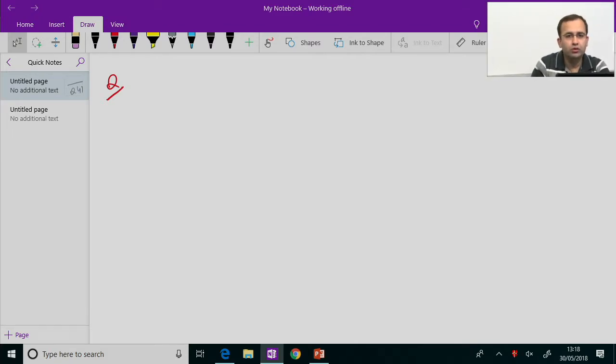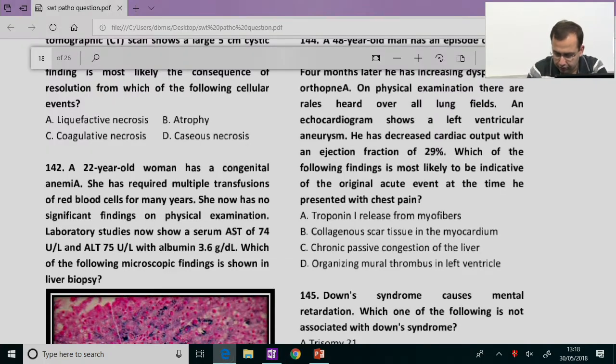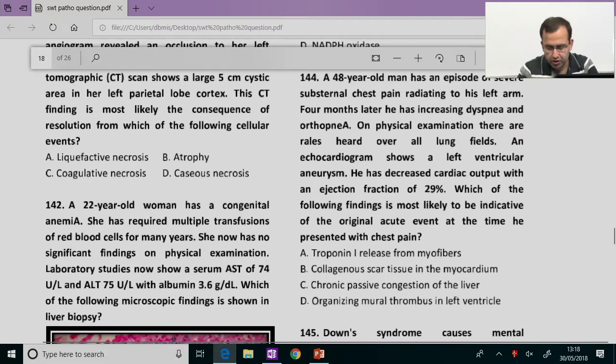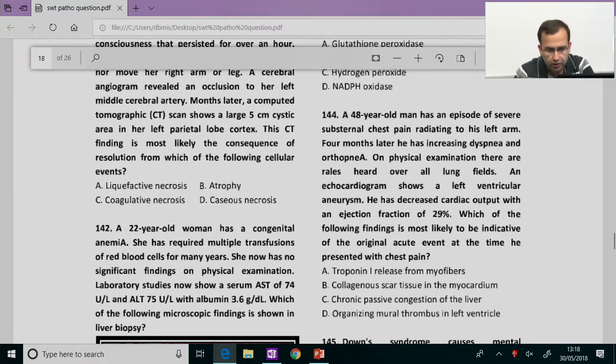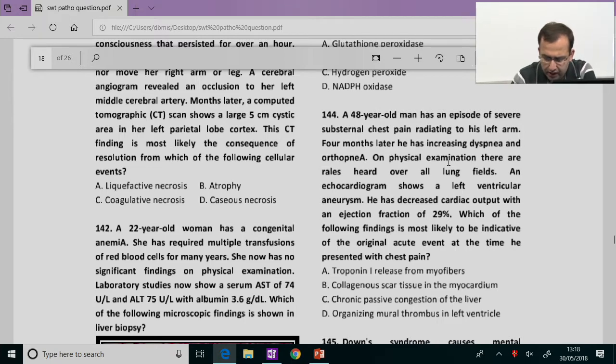Okay, so this gets us to the next question, that is question number 144. Question 144. Now, what the examiner is asking you is: a 48-year-old man with severe substernal chest pain radiated to the left arm, 4 years later increasing dyspnea, orthopnea. So basically it is a case of MI, decreased cardiac output with an ejection fraction of 29%.